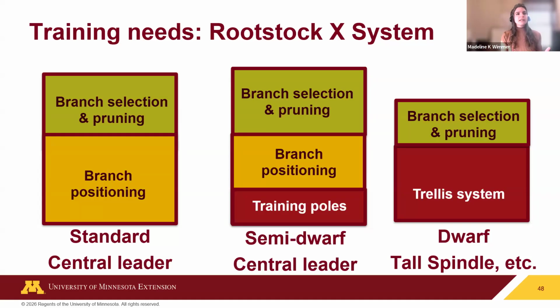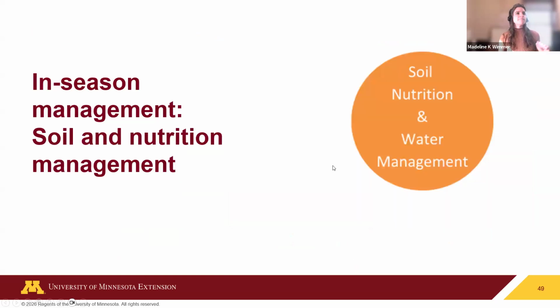So I mentioned the training poles for these semi-dwarf central leader trees. And then for dwarf trees, you're not necessarily doing any branch positioning, but you're still going to be doing some pruning to make sure that you have a single leader growing up. And then you might have that trellis system again.